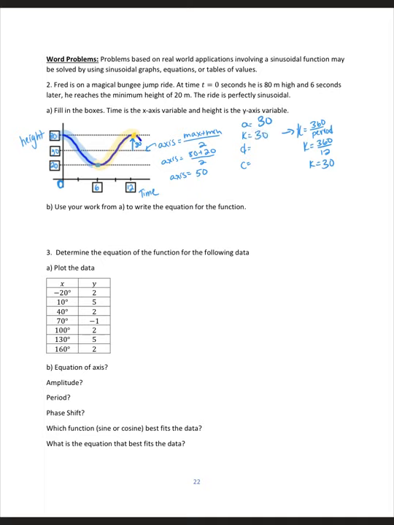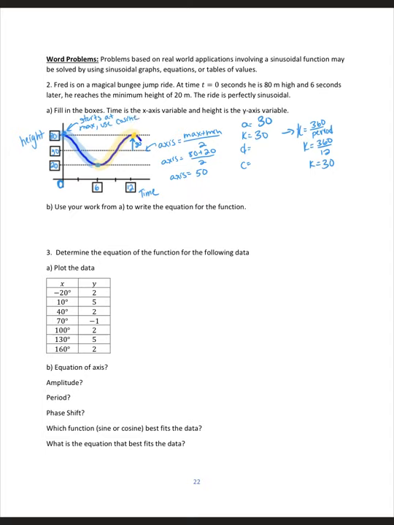Okay, our D value, which is our phase shift, well, we have to determine which function are we shifting left or right. If we're starting at our maximum, this graph starts at our maximum, so we know if we start at max, we should use our cosine function, right?